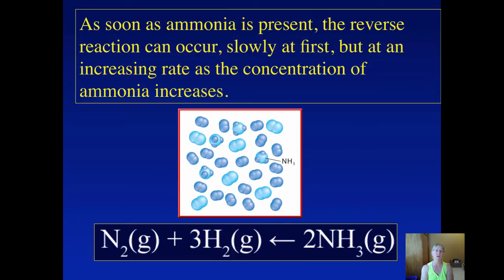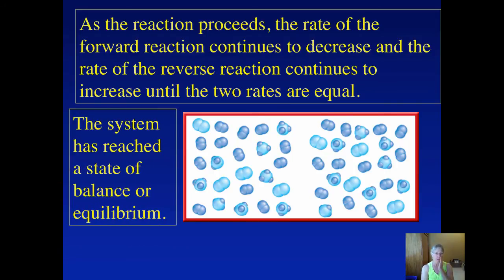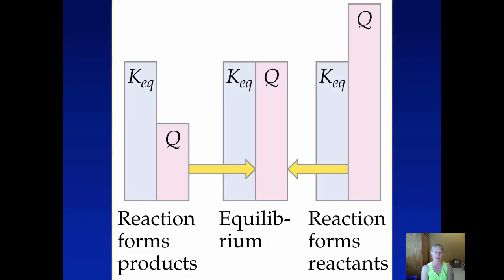But then the rate of the production of ammonia starts to slow down, and in fact, once you have enough ammonia present, it can spontaneously take an ammonia molecule and break it down into the original nitrogen and hydrogen. So now as soon as enough NH3 is present, the reverse reaction can occur. The forward reaction doesn't really ever stop. The reverse reaction begins, and when the two rates are equal, not the amounts, you have reached dynamic equilibrium. Equilibrium means that these opposing processes are in balance.